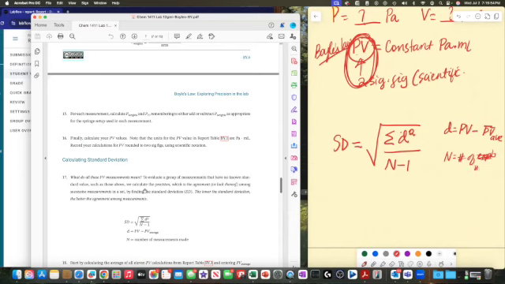Let me be consistent. Measurements. That's measurements. Okay. I was being lazy.